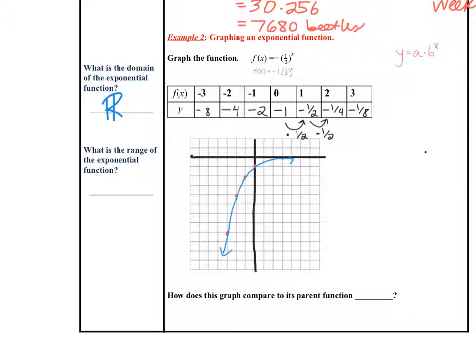And then the range actually does have a stopping point. It's never going to actually hit 0. It's going to stay right below it. And so it's all y values less than 0 this time, because it's everything below that. Y less than 0.